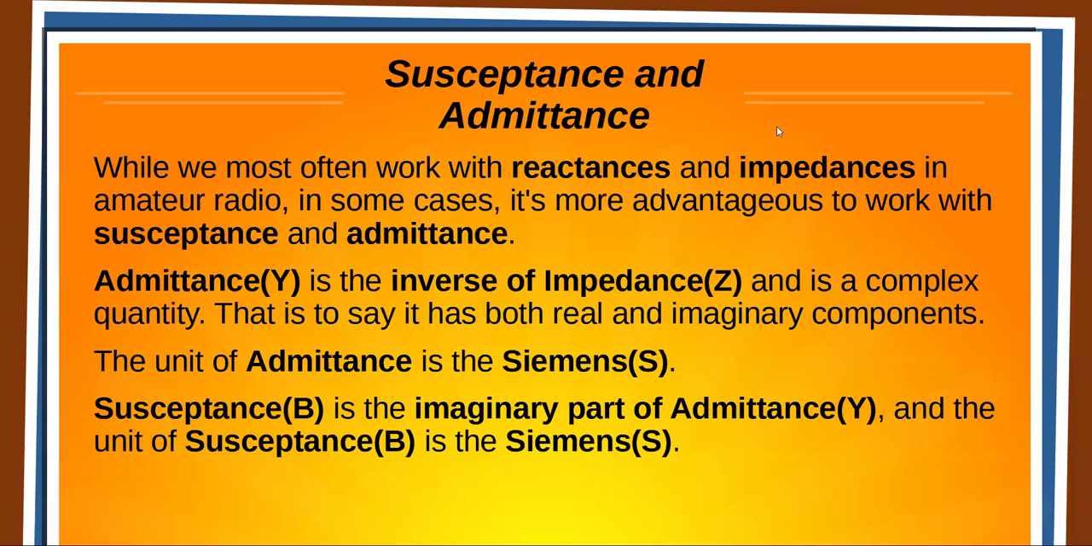Okay, more of this susceptance and admittance stuff. So we talked about admittance, which is the inverse of impedance. We use Y. So Y is equal to 1 over Z, or Z is equal to 1 over Y. And they measure it in Siemens.